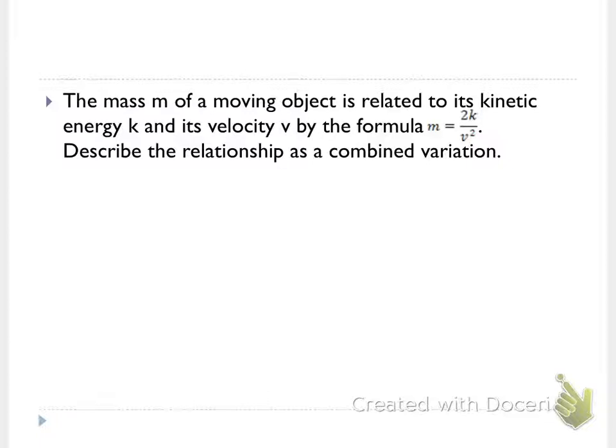So the mass of a moving object is related to its kinetic energy k and its velocity v by the formula m equals 2k over v squared. Describe the relationship. And when it says describe the relationship, that means use words, not symbols. So m equals 2k over v squared.